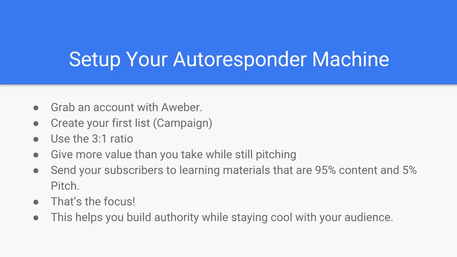You see what I'm saying? I use a lot of these tools I'm showing you guys. Create your first list. That's also called a campaign when it comes to Aweber. So create your first campaign as well. Use the 3-to-1 ratio, which means you're going to be giving 3 times the value over the pitch. You should be sending out 3 articles or something that give value towards building up to whatever you're going to be pitching them.